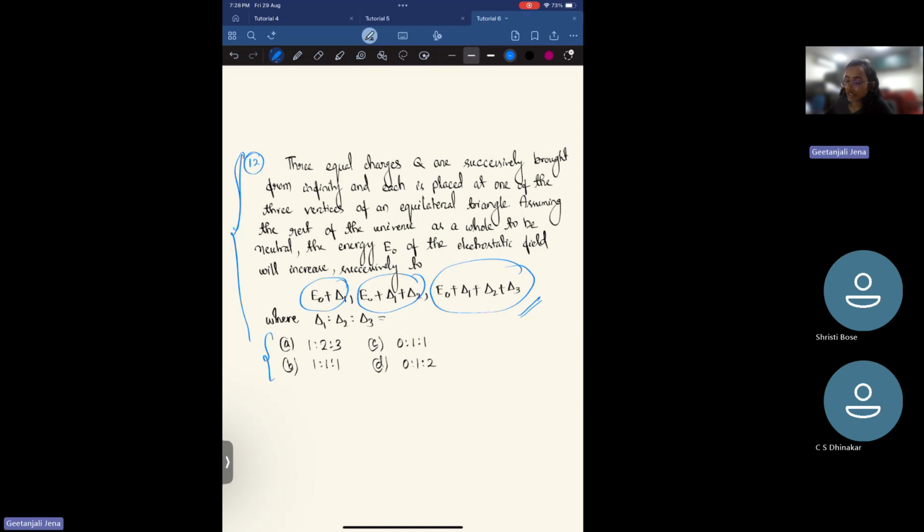Calculate it and let me know the answer. Because this is a discrete charge distribution, you need to use the summation rule. Just use that and let me know which of the following is the correct answer to this problem.